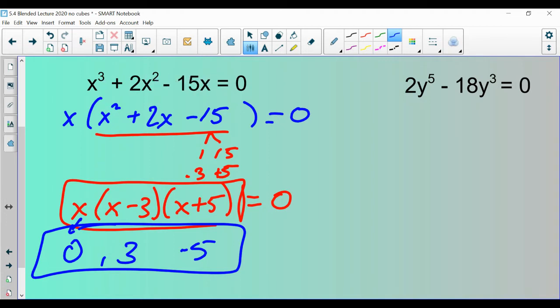It does work. If I plug in 3, 3 squared is 27. If I plug in 3 here, I would have to do the exponent first because of order of operations. 3 squared is 9, and 9 times 2 is 18. And then this one would be minus 45, because 15 times 3 is 45. 27 plus 18 is 45, and 45 minus 45 is 0. It worked.